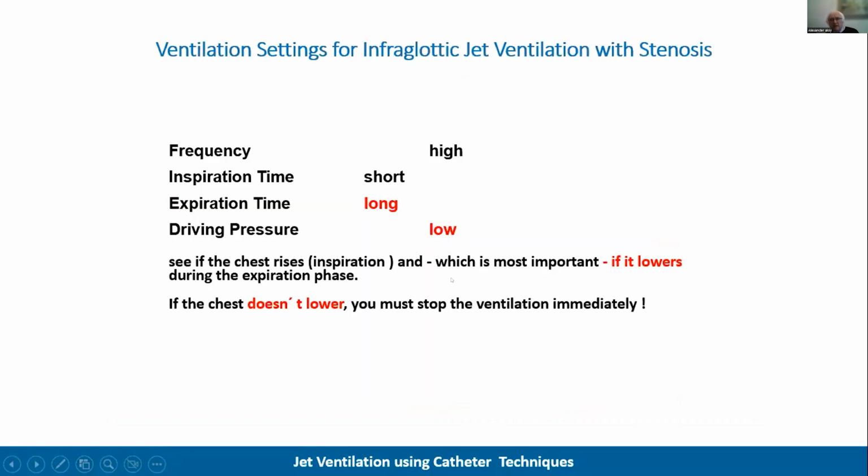And ventilation settings for infraglottic jet ventilation with stenosis. You need a high frequency. The inspiration time should be short, the expiration time long, and the driving pressure low. See if the chest rises during inspiration, and which is most important, if it lowers during the expiration phase. If the chest doesn't lower, you must stop the ventilation immediately.